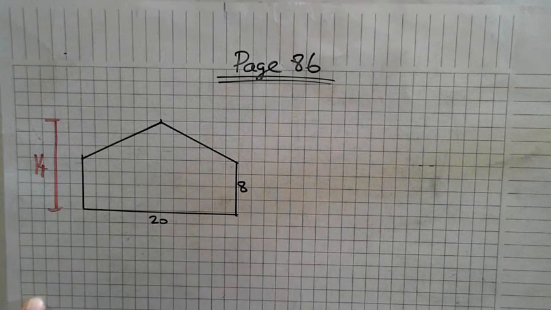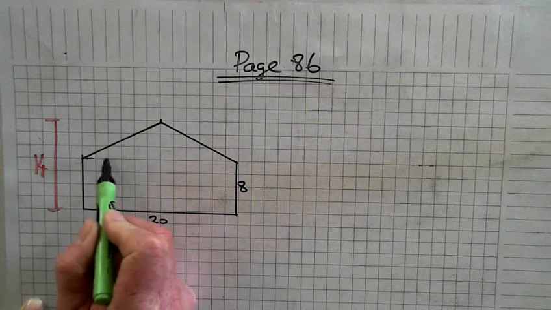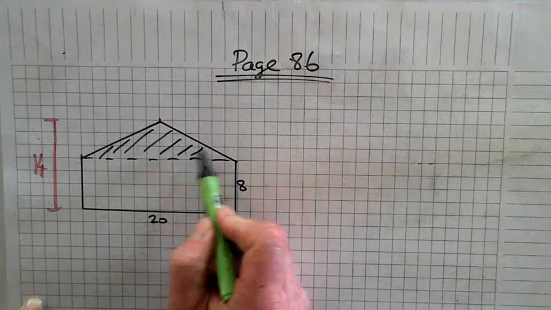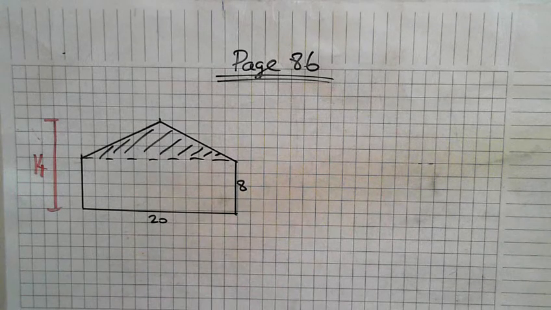All right. So how many different shapes can you see there? Two. What are they? Triangle and rectangle. So I'll just shade in the triangle. All right. So we'll look at the rectangle first of all.